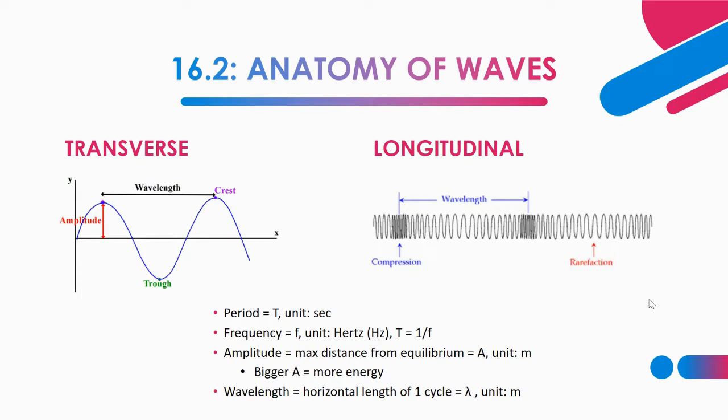That is on your formula sheet for AP Physics 1. We also have amplitude, which is the maximum distance from equilibrium. The symbol for that is a capital A. It's measured in meters. For waves, this is a piece of new information. The bigger the amplitude, the more energy the wave has.